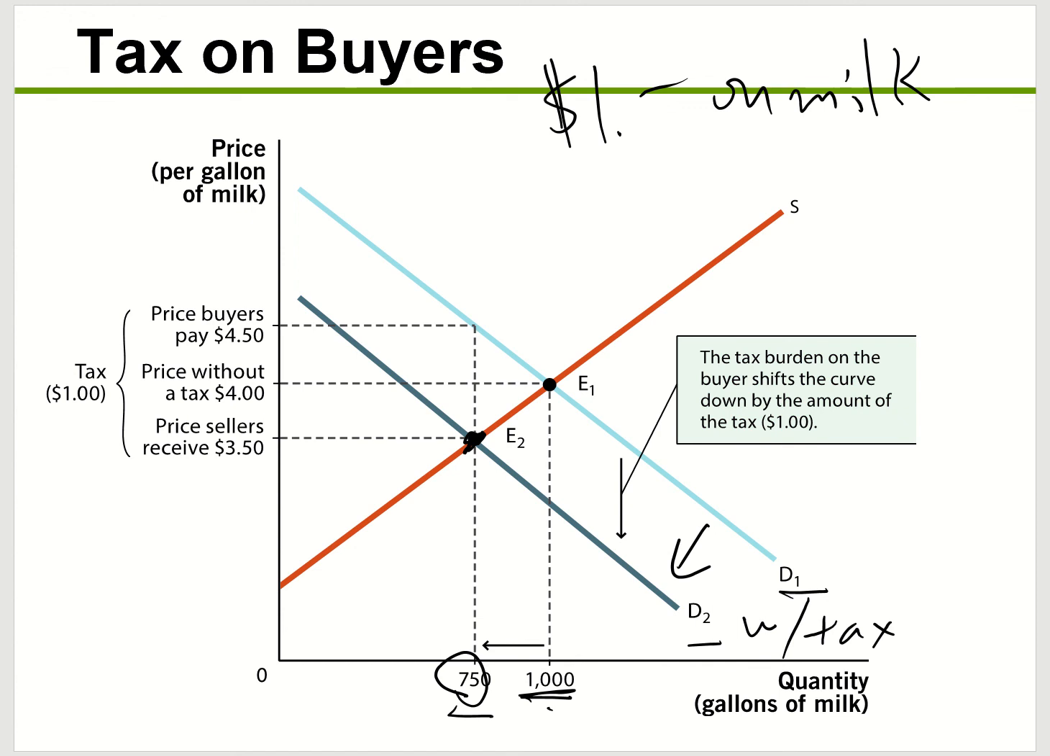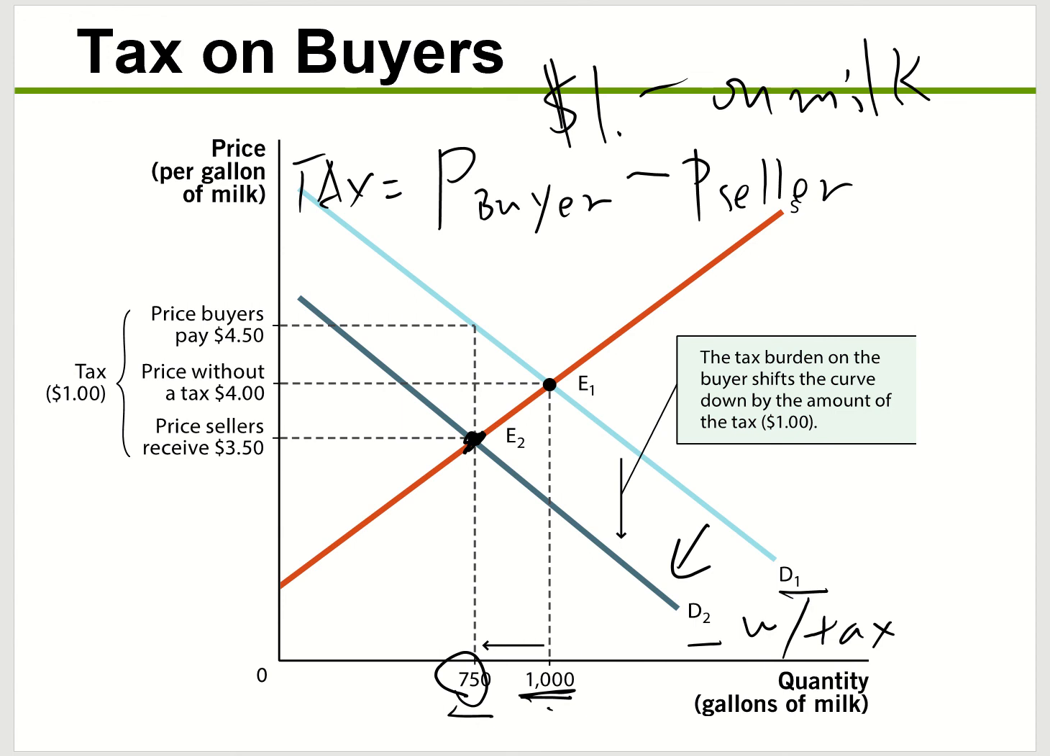Now for the prices, they're going to have a new price called a buyer price. That's how much the buyer pays, and then the seller price. That's how much the seller receives. So your tax equals the difference between the buyer price and the seller price. Take whatever the buyer pays, subtract whatever the seller receives, and that difference is our tax.